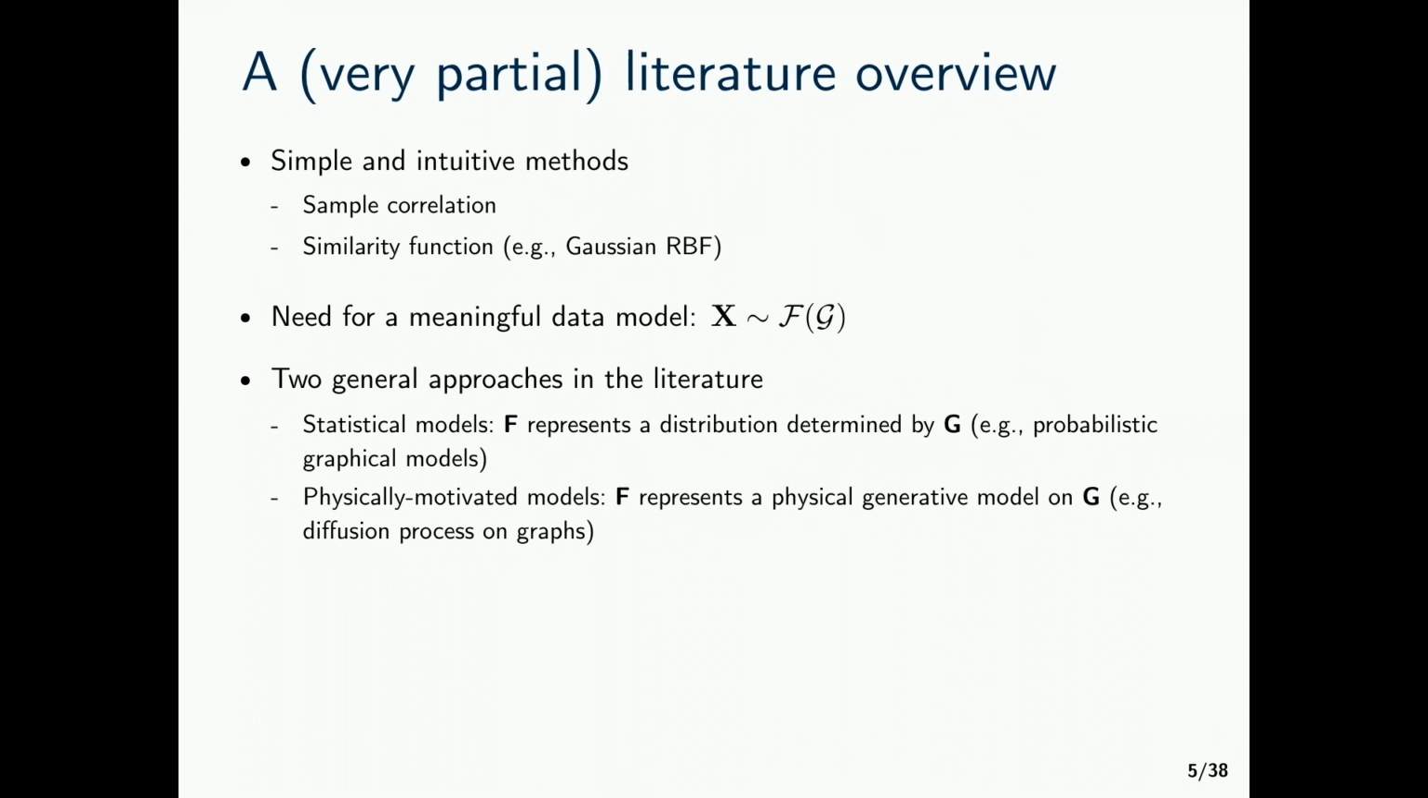In this case, this f usually represents a physical generative model on the graph G, for example, a diffusion process on graphs or networks. What we want to learn is, in fact, the generative process of the signals that we observe. An easy example can be information propagation in social media or epidemics among a human contact network. Due to the time constraint, I will mainly talk about statistical models. If you're interested in the second one, I can give you some points of reference.